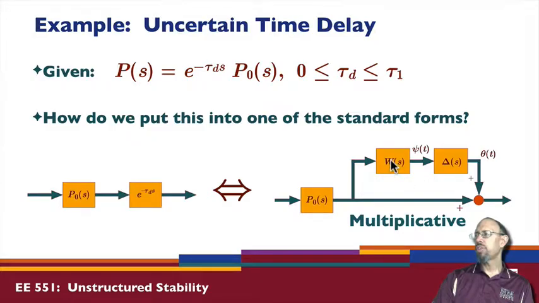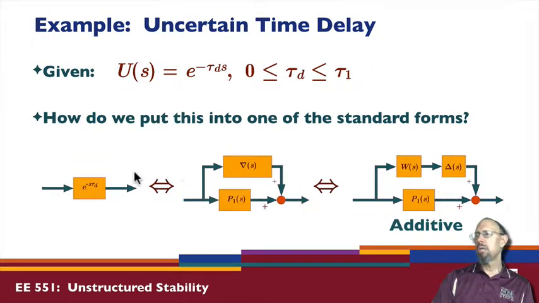So how would we find, for example, W such that the uncertainty has infinity norm less than or equal to 1, and all of this works? How would we find the W, for example, that does this?